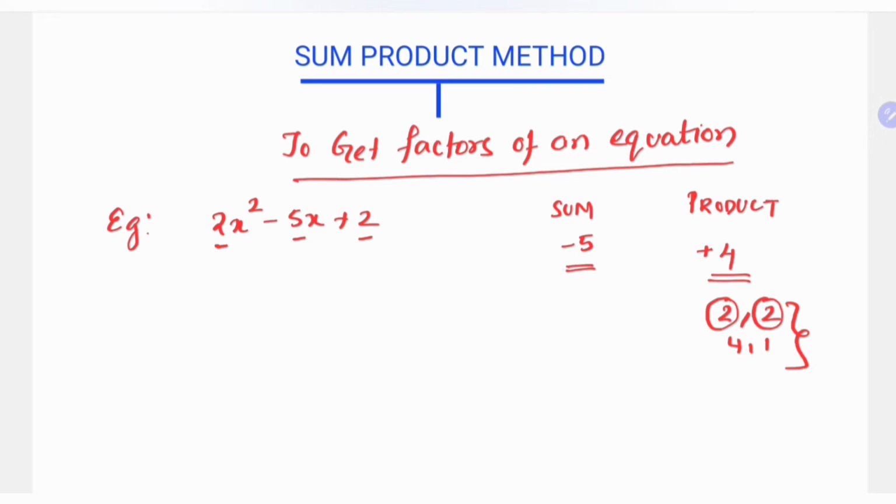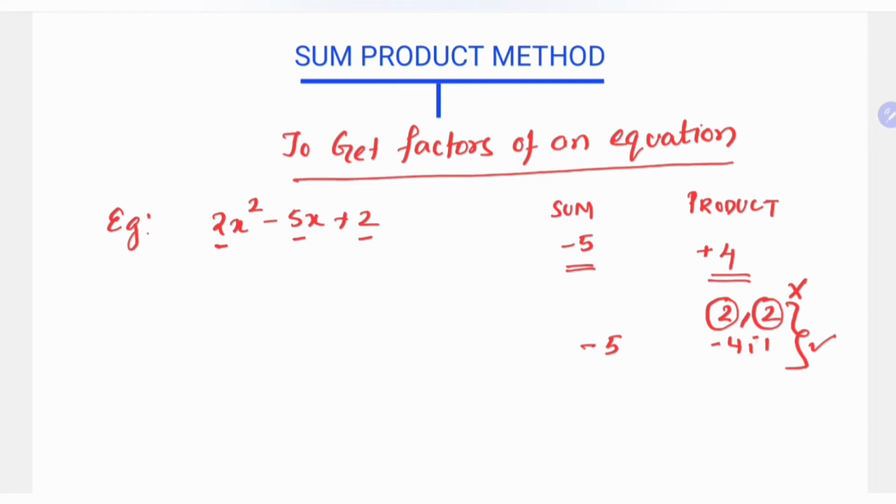If you take 2 and 2, if you add 2 and 2, it's not going to become minus 5. So we'll not take this. We'll go with the second combination, which is 4 and 1. If you add 4 and 1, we are going to get 5. So this is the right combination. Now we'll have to get the signs correct. We need to get minus 5 here. So to get minus 5, we will have to use minus in both the numbers. Why in both the numbers? Because minus 4 and minus 1 is what is going to be minus 5.